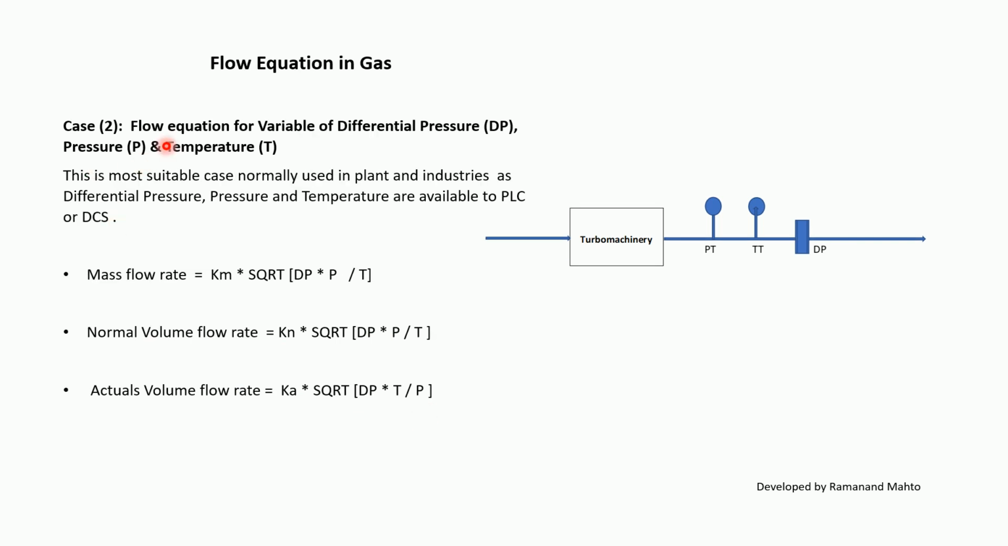Case number 2: flow equation for variables of differential pressure dP, pressure P and temperature T. This is the most suitable case, normally used in plants and industries, as the differential pressure and temperature are available in PLC and DCS. So we have pressure, temperature and differential pressure. Mass flow rate is Km into square root of dP into P upon T. Normal volumetric flow rate is Kn into square root of dP into P upon T, and actual volumetric flow rate is equal to Ka into square root of dP into T upon P.